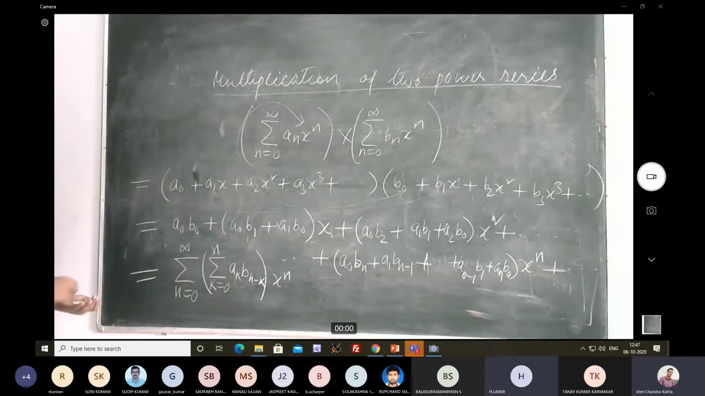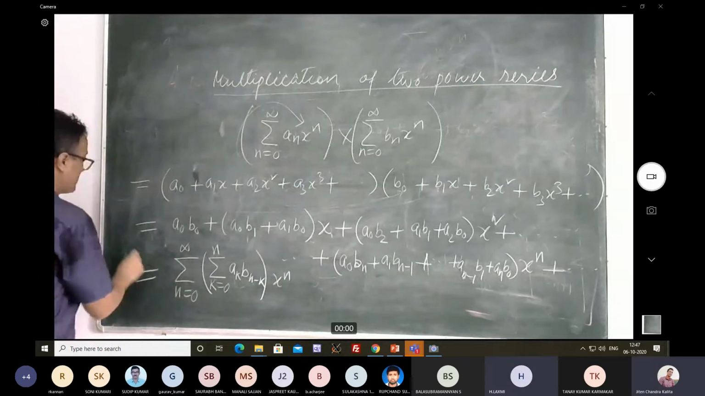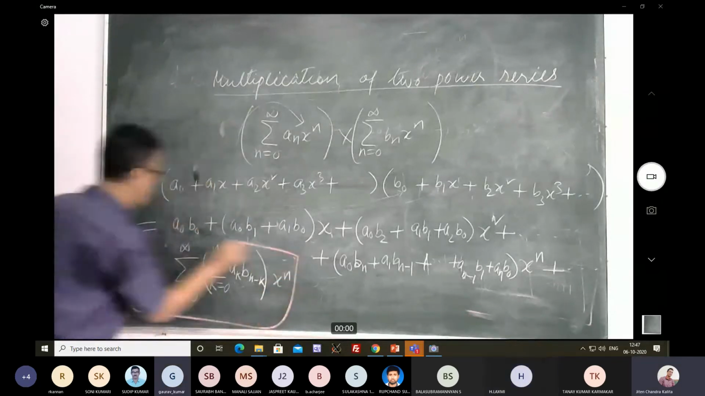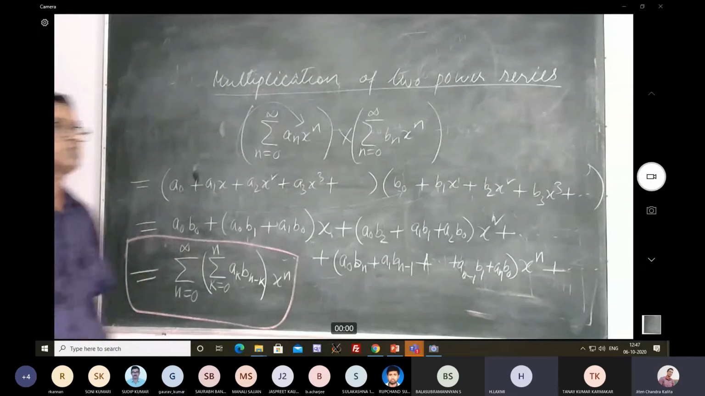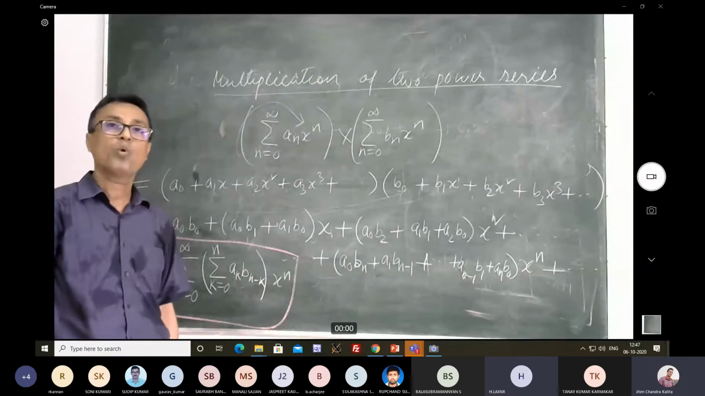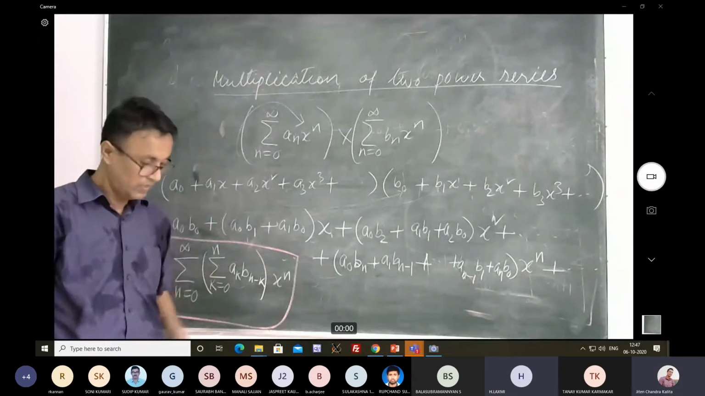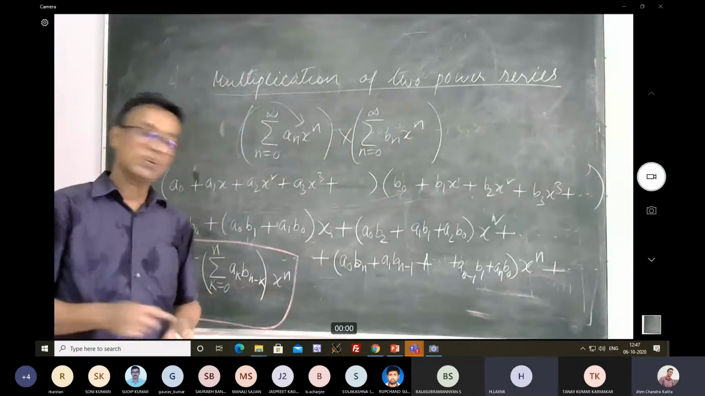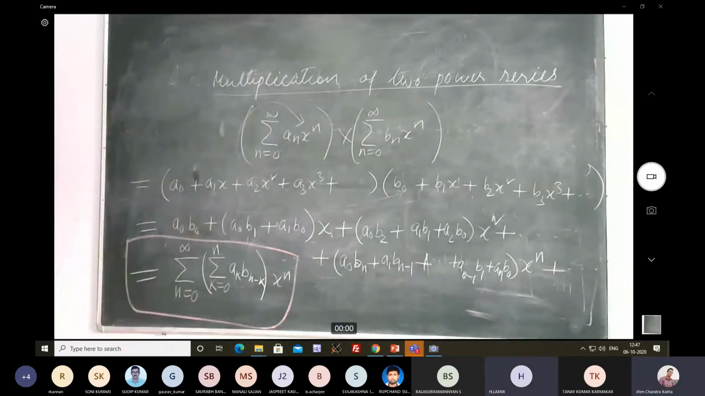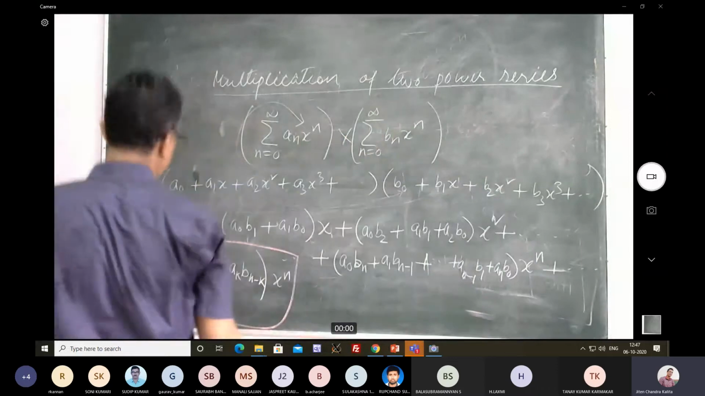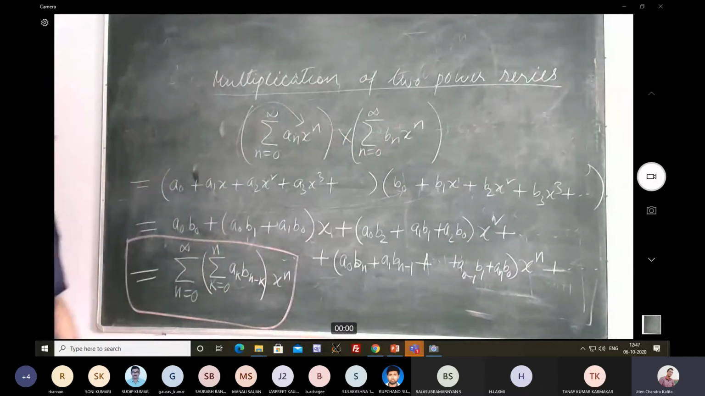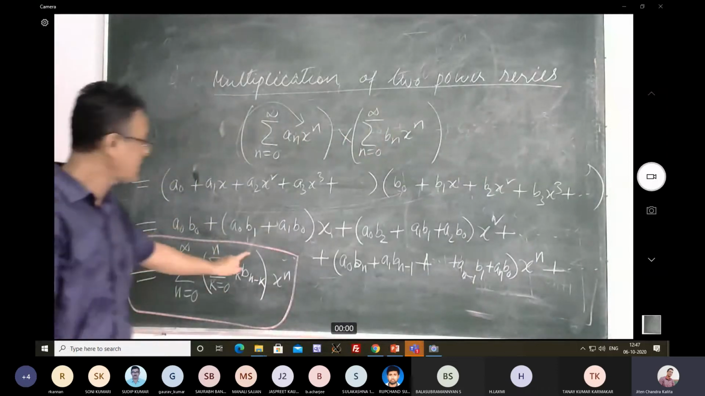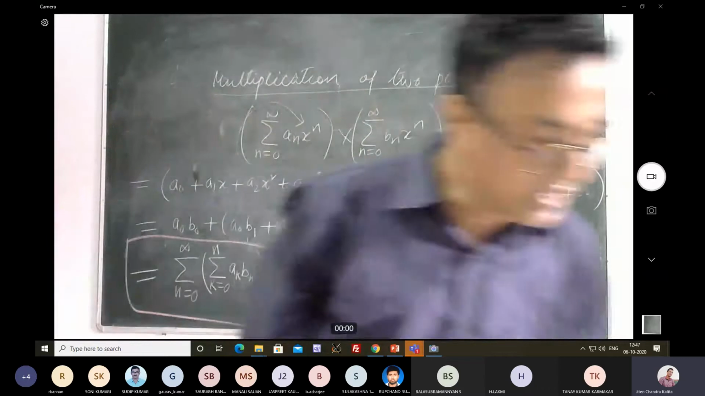Is it okay? This is very important because later on I will substitute it. Then you should figure out where this has come from. This has come from here. Okay, so simply k going from 0 to n, a_k b_(n-k). That's it. This I am going to use very frequently later on.